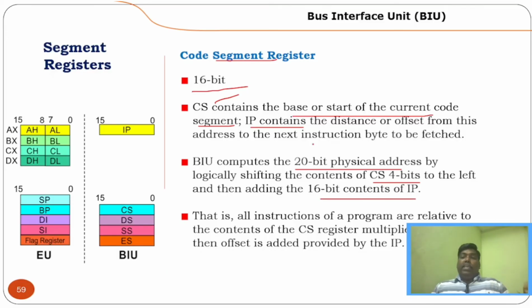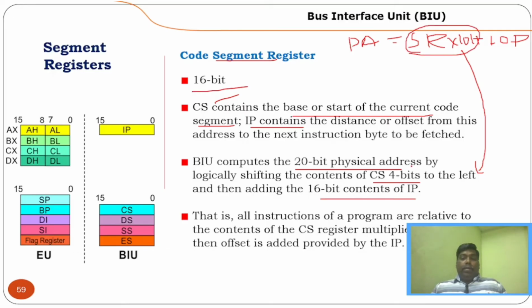That is, I have already given you a formula, that is, physical address is equal to segment register into 10H plus the offset pointer. And you can also say it in this way that instead of multiplying by 10H, we can shift the content of that particular segment register, so that we can obtain this particular operation, very similar to this operation. That is what is given here, right? So that is about the code segment register.